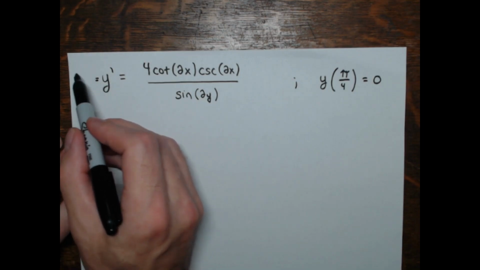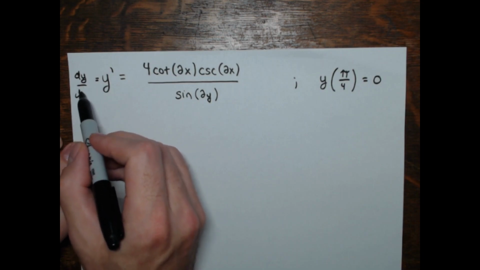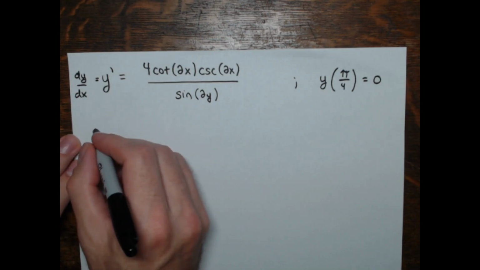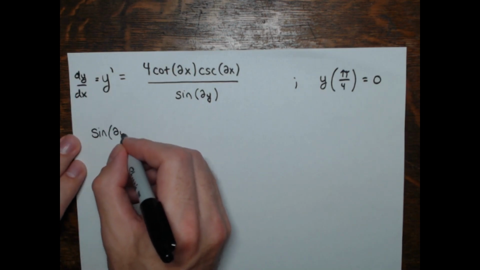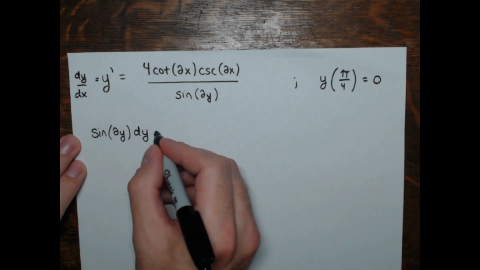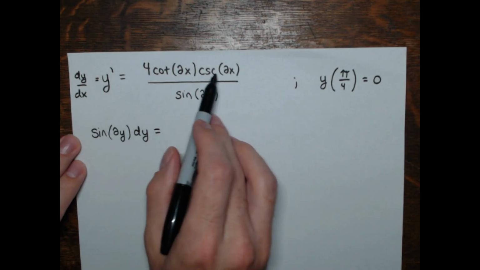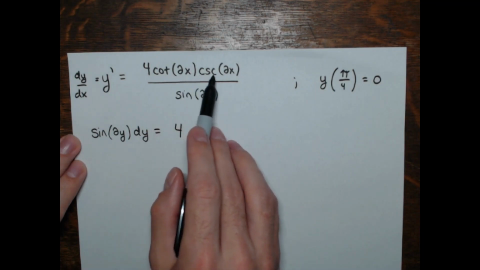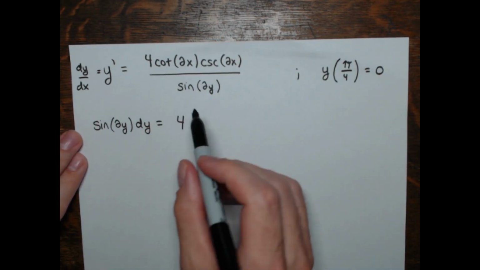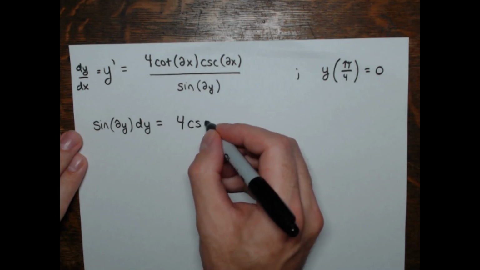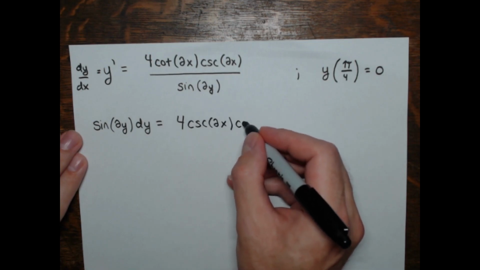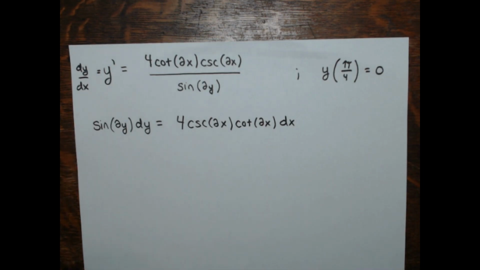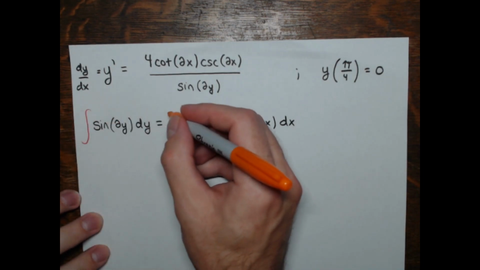All right. So this is y prime here. Again, I'm thinking of this as dy over dx. And we'll do our separation of variables. I'm going to multiply by the sine of 2y, sorry. So you have sine of 2y dy on the left. And then this numerator has nothing but x's in it, and I'll put the dx with that. So you have 4 times, and I'm going to write this in a way that's probably more familiar to you from Calculus 1: cosecant of 2x times cotangent of 2x, and then with the dx. So I've done the separation of variables. Now we do our indefinite integral.